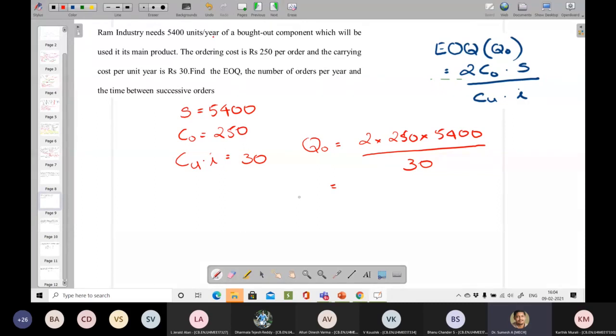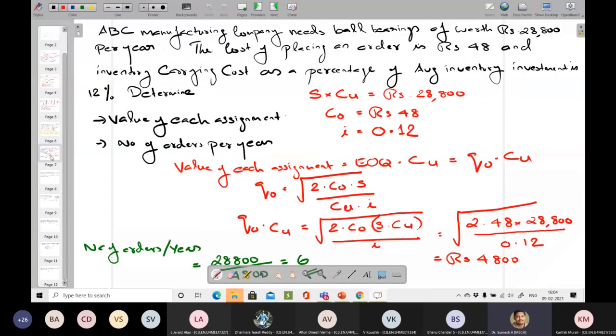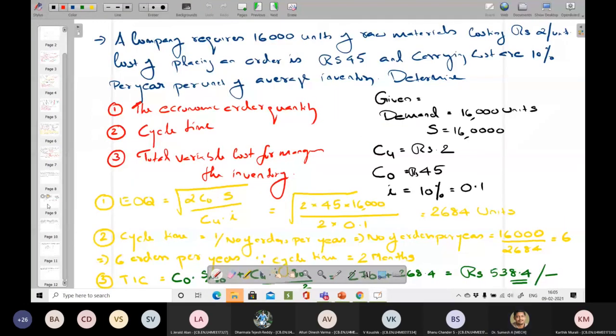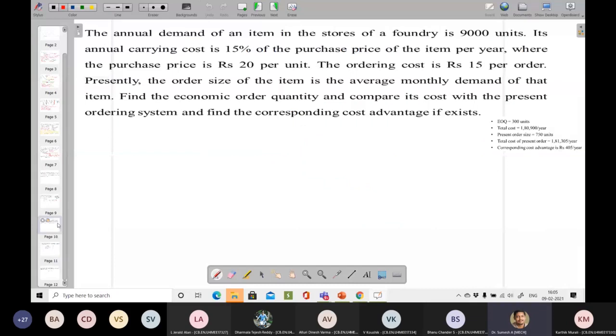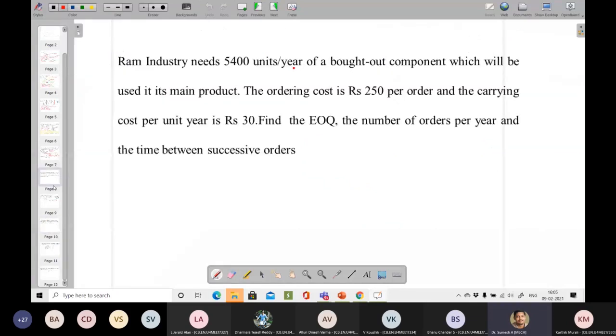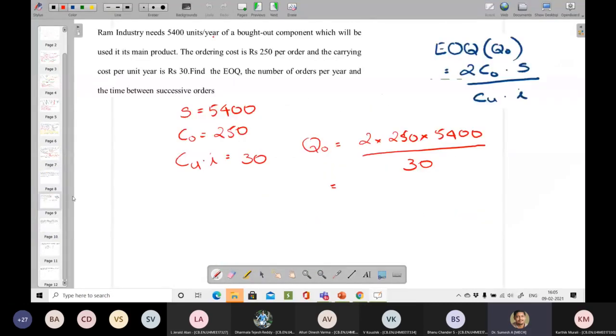90,000, sir. It's a square root, so taking the square root, that is 300 units. So EOQ is 300. Here also the square root is there.